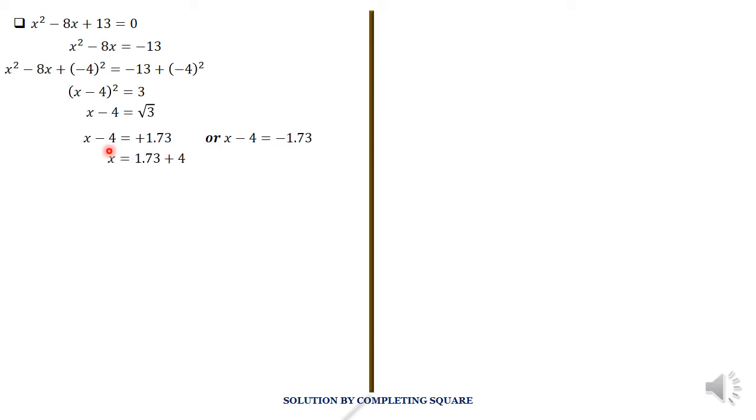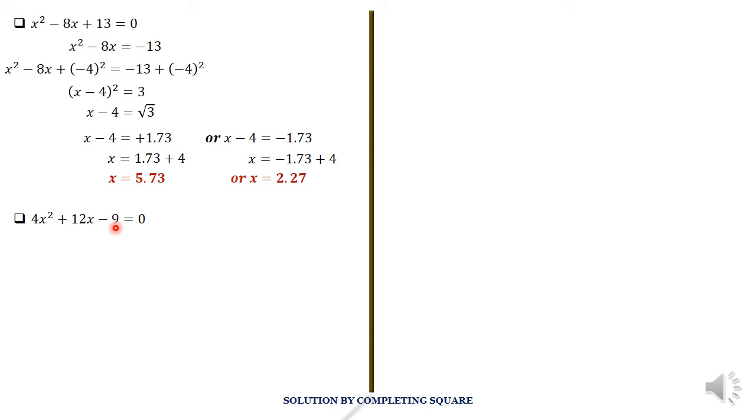Considering the first case here, we can take the 4 to the other side so that you get x is 1.73 plus 4, which is 5.73, or considering the other case, we could write x equals minus 1.73 plus 4, which is x is 2.27, and there we have two answers for the equation that we were given using the completing square method.